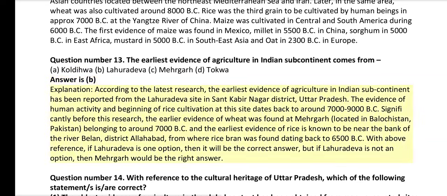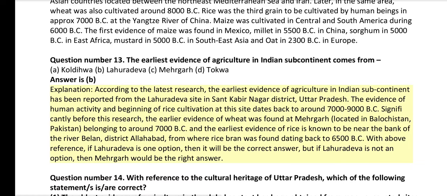Explanation. According to the latest research, the earliest evidence of agriculture in the Indian subcontinent has been reported from the Lahuradeva site in Sant Kabir Nagar district, Uttar Pradesh. The evidence of human activity and beginning of rice cultivation at the site dates back to around 7000-9000 BC, significantly before this research.